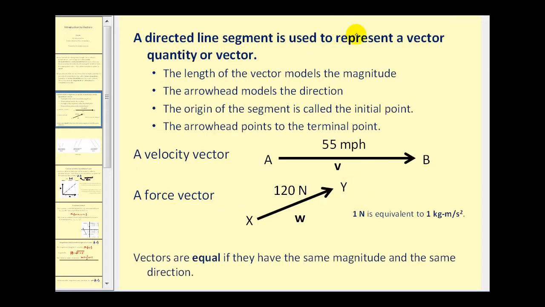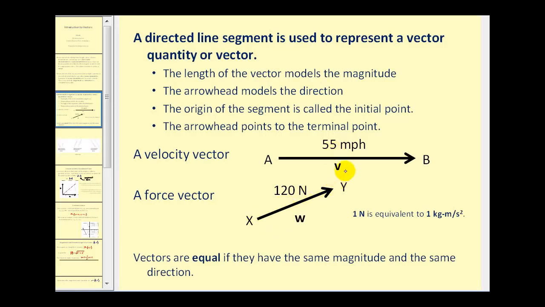A directed line segment is used to represent a vector quantity, as we see here in black. The length of the vector models the magnitude, the arrowhead models the direction, the origin of the segment is called the initial point, and the arrowhead points to the terminal point. Here we have a velocity vector with initial point A, terminal point B. Its magnitude is 55, and the direction is heading east. And here's a force vector that's 120 newtons, and you can see the force is slightly upward.